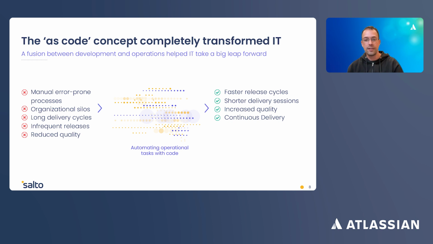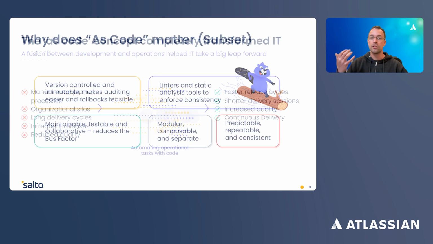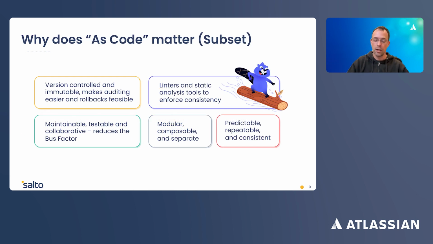It led to faster release cycles, shorter delivery cycles, increased quality, and unlike infrequent releases, modern high-performing organizations today utilize continuous delivery to continuously deliver on the value of their changes. Now, all of this was enabled by the as-code concept, which really matters because it enables us to, first of all, version control that configuration. It makes it auditable, which makes it much easier to also perform rollbacks on that configuration.